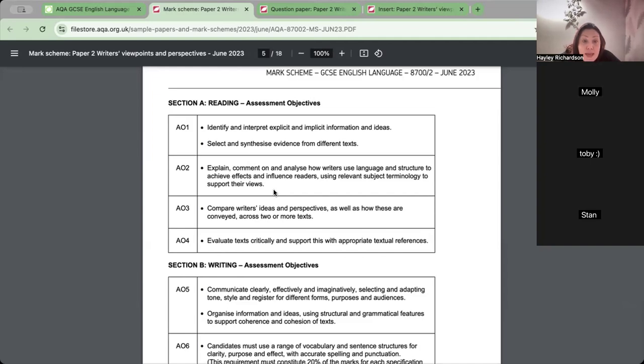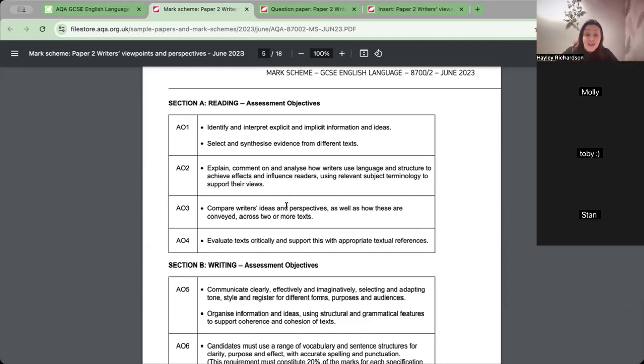AA3, compare the writer's ideas and perspectives, as well as how these are conveyed across two or more texts. So in other words, saying, yes, they both write about something, say X, they both write about X, but this one does it in this way and this one does it in this way. Or the tone is really similar, but one seems to have a more feminine side and one seems to have more masculine, or one seems to be more authoritative, one seems to be more colloquial and relaxed and chatty, yeah? So it's those kinds of things.